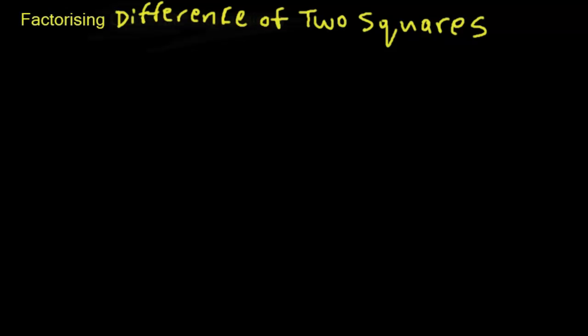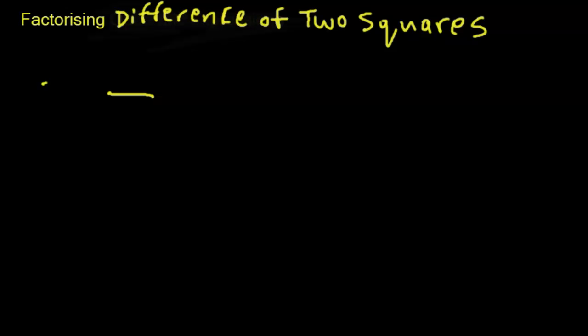So now we want to look at factorizing difference of two squares. What do we mean by difference of two squares? First, there must be a difference. Difference means we subtract. And secondly, there must be two square numbers.